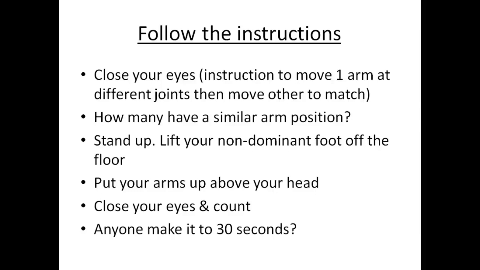So what I want you to do is close your eyes. With your right arm, move it about until you've created a different type of shape with angular joints at your shoulder, your elbow, your wrist, your fingers and your thumb. That's what I want you to do. So how many different types of arm position can you get into?